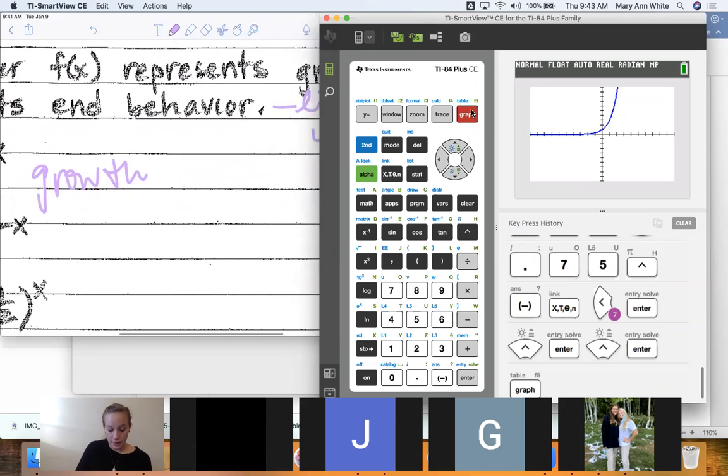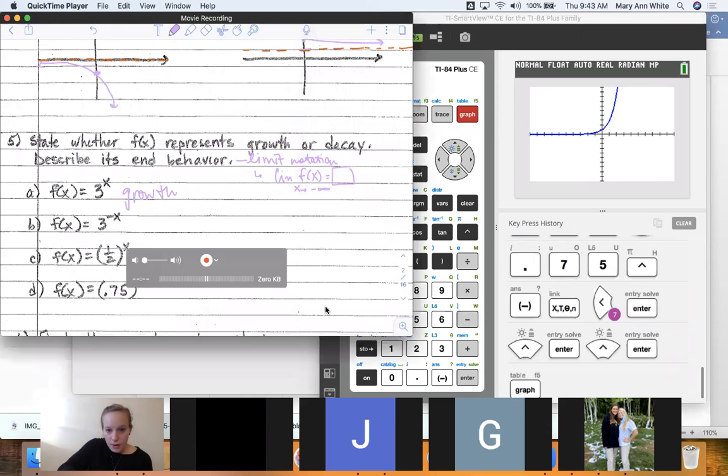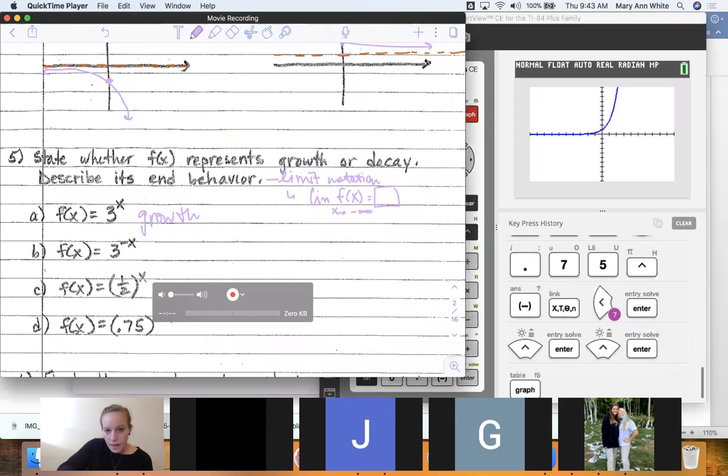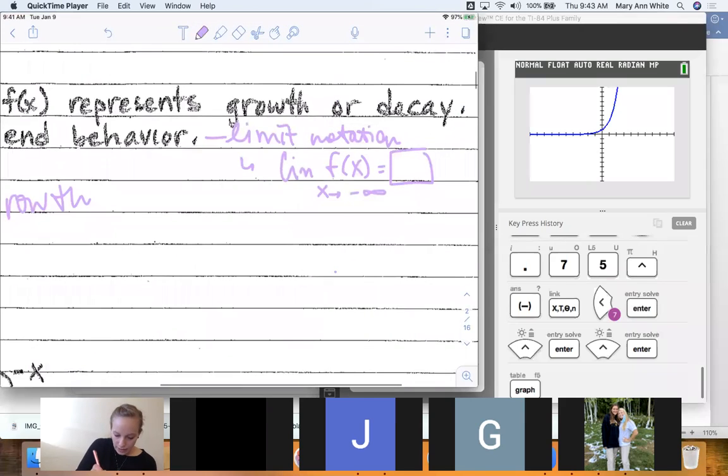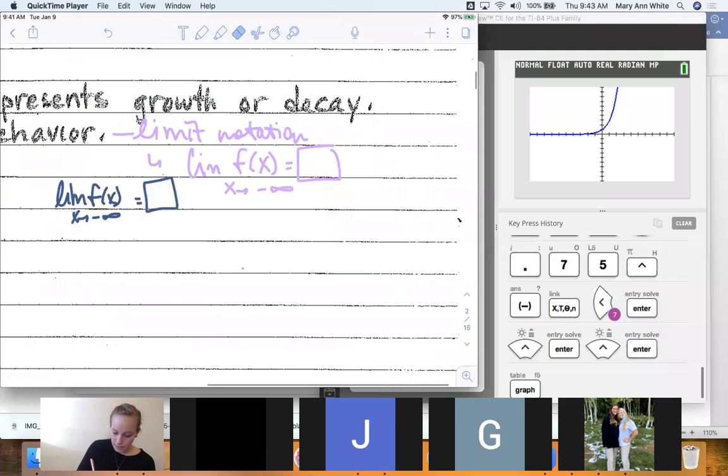Okay. Now, I don't need to show that part of the calculator. Now I'm going to do my limit notation. So I'm going to write this over here. I've got the limit of f of x as x approaches negative infinity is something. And then the limit of f of x as x approaches positive infinity is also something.